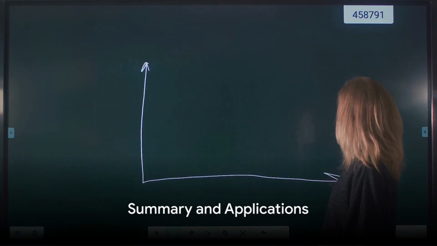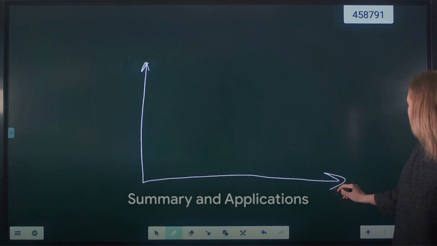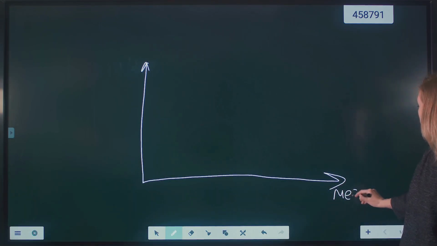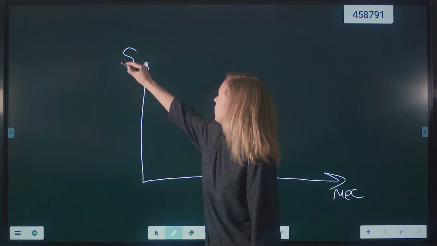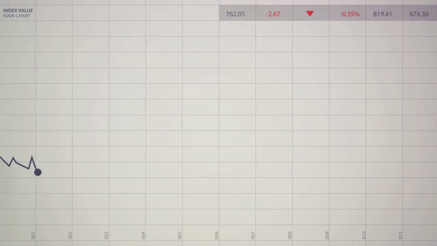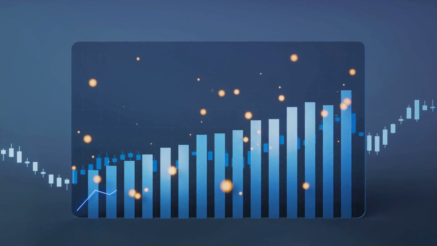So to summarize, simple linear regression is a powerful tool that allows us to understand and predict relationships between two variables. It involves constructing a linear equation, y equals a plus bx, using the least squares estimation method. The accuracy of the predictions from this equation can be assessed using the R² measure.